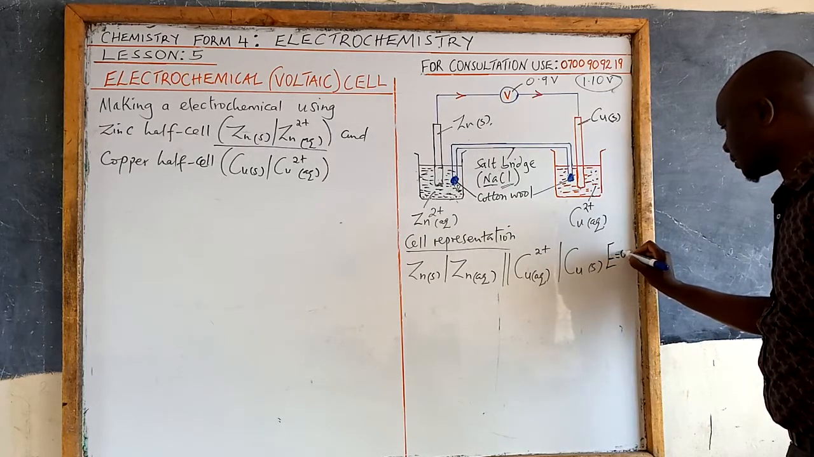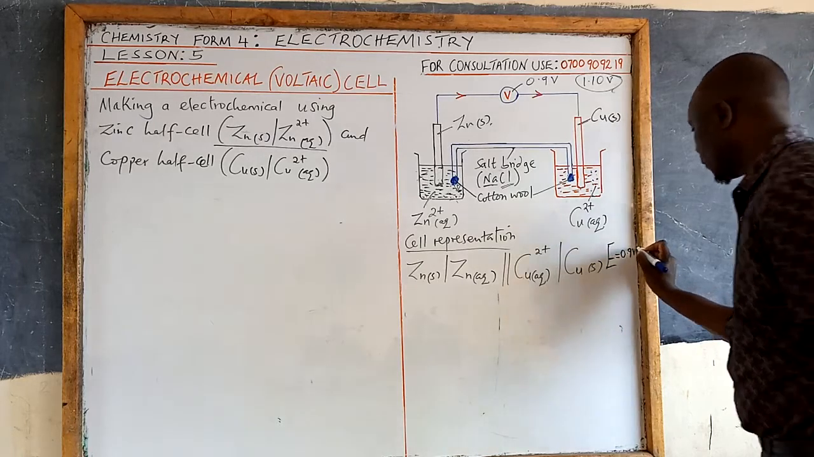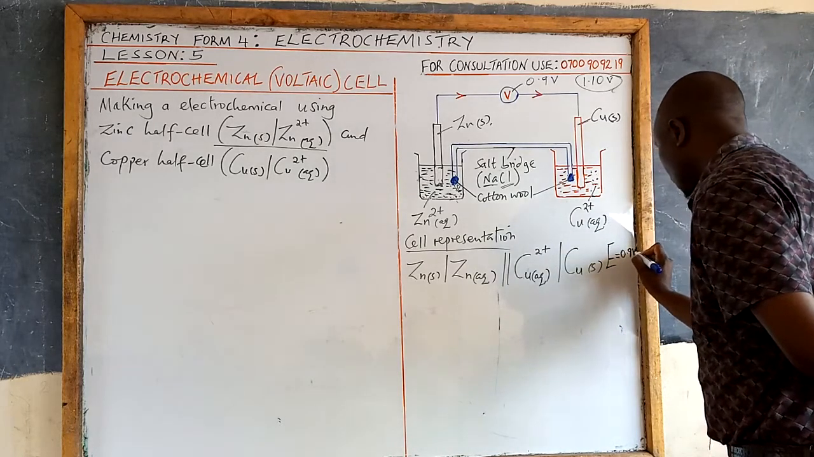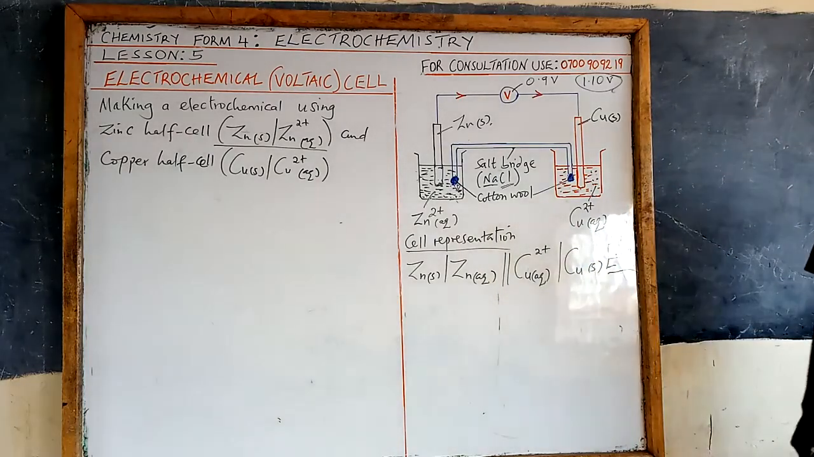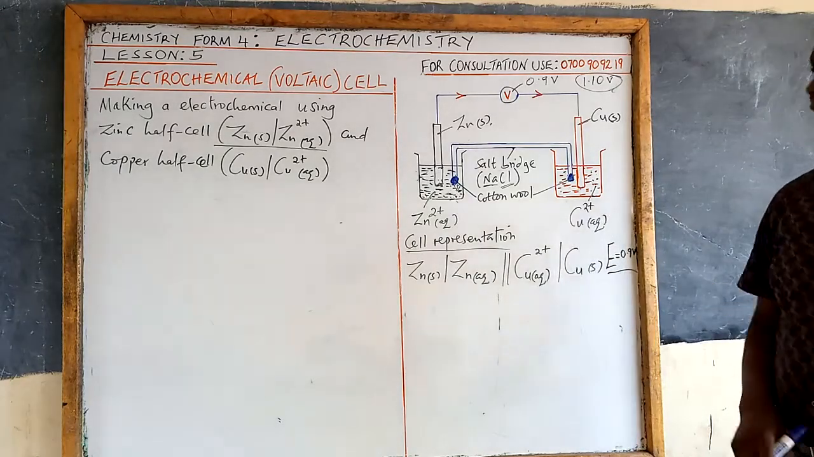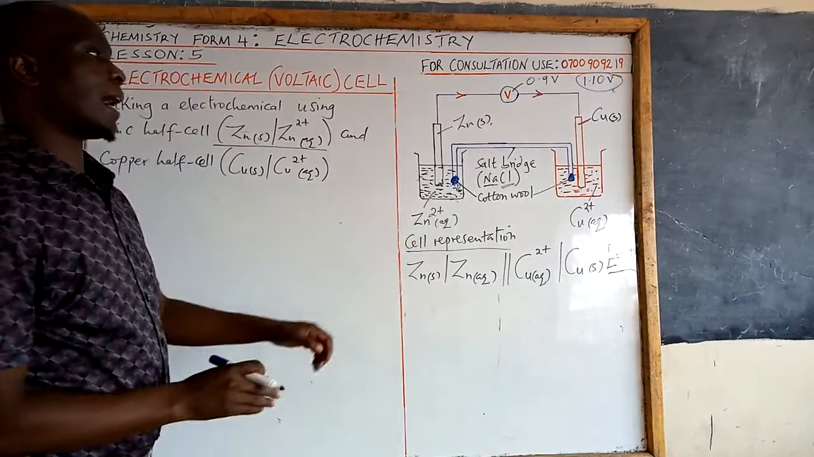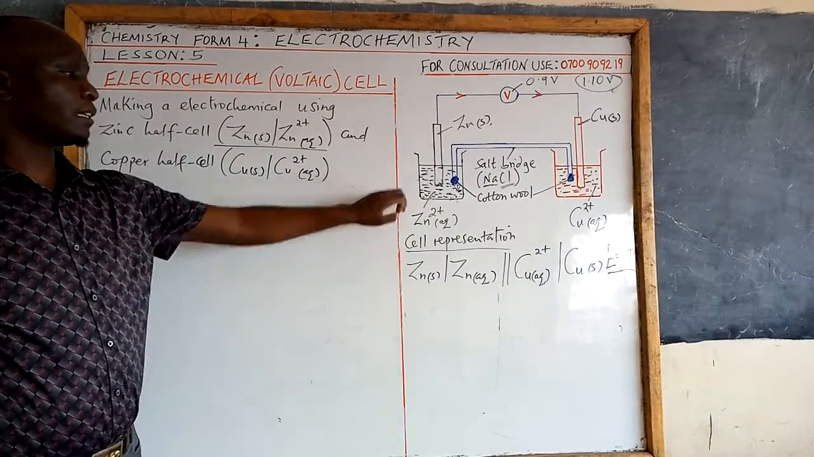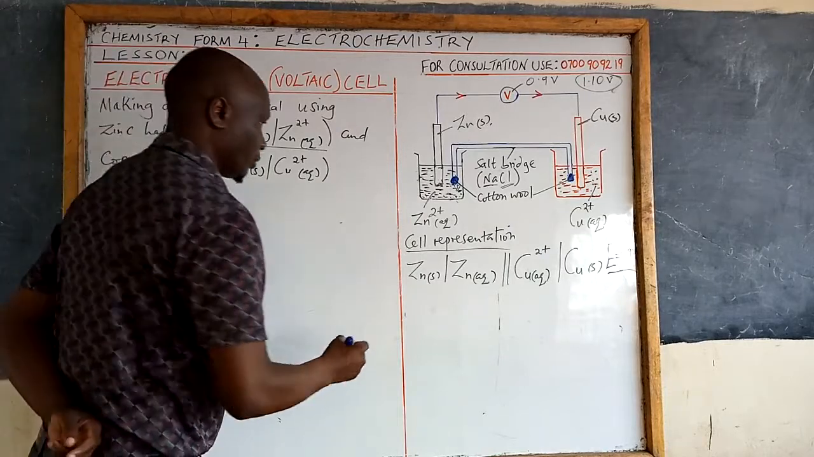So for our case, it was 0.9 volts, so 0.9 V. So this will be our cell representation, including the voltmeter reading. Similarly, you can also be asked, apart from drawing this, to write the equation, the cell equation.